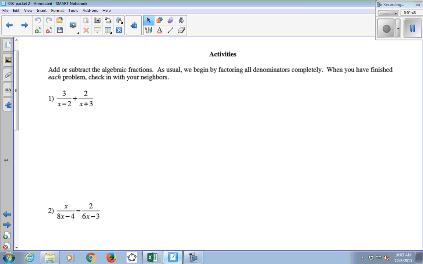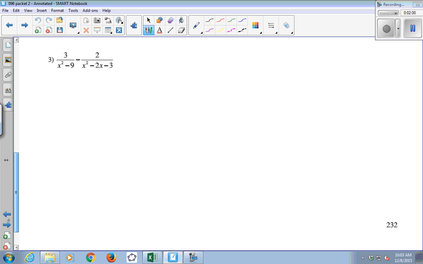All right, so we'll do these first 3 together, just to give you a little refresher before. Page 232.